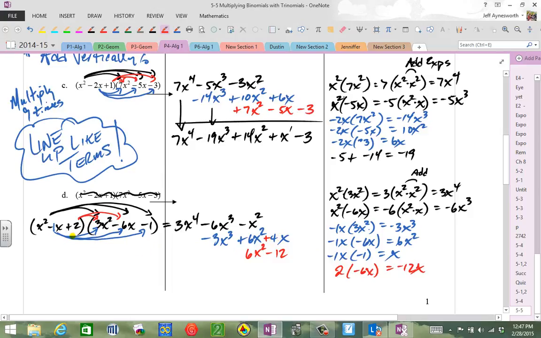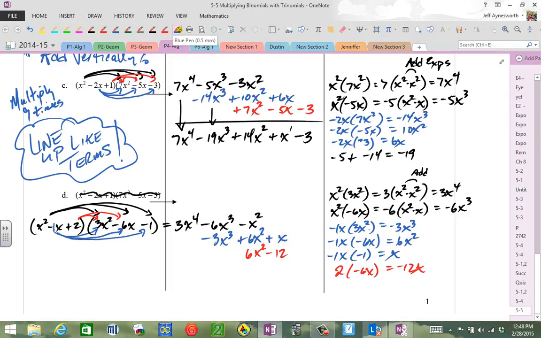Let me just double check that. Let me see. We got negative x, negative. Oh, that's a plus sign right here. Sorry, I misread my writing. Negative x times negative 1 is positive x, so I wrote down a plus x here. That's positive. I just misread my writing. Sorry about that, you guys.